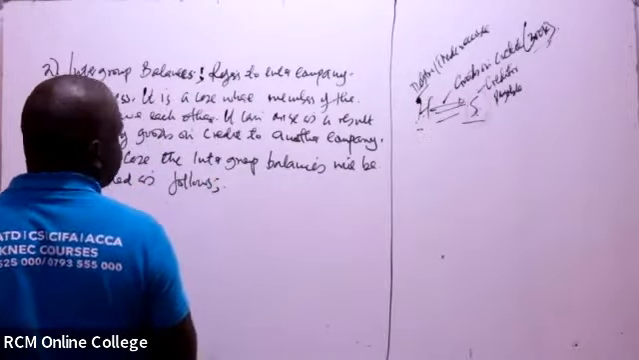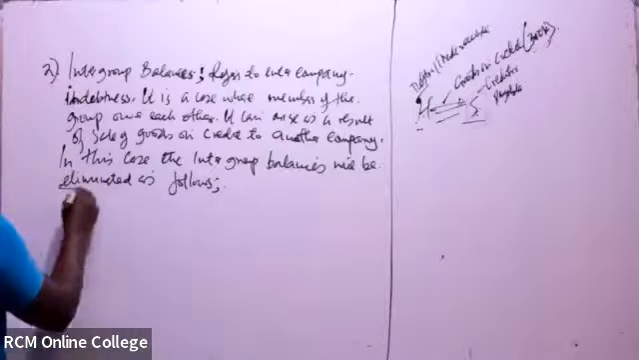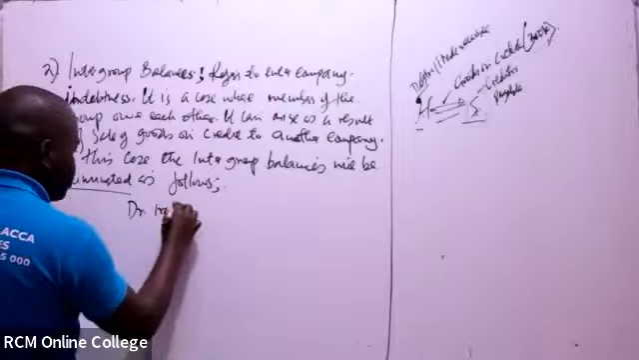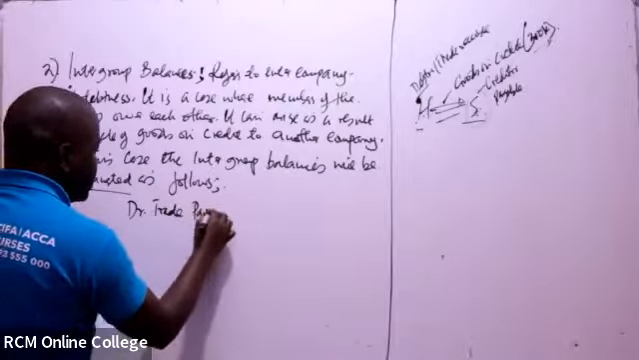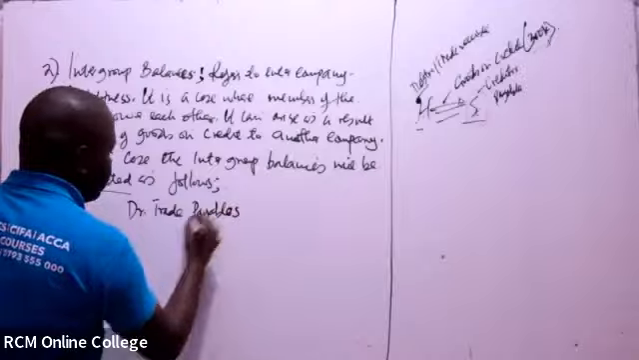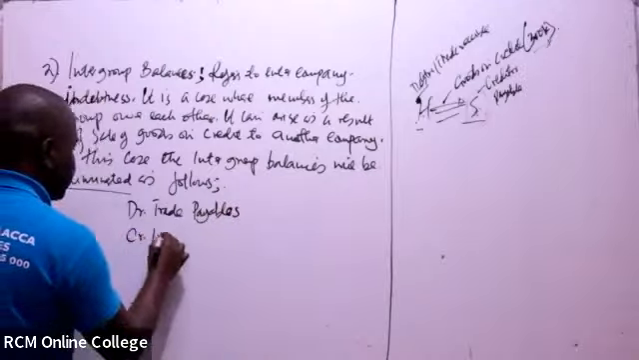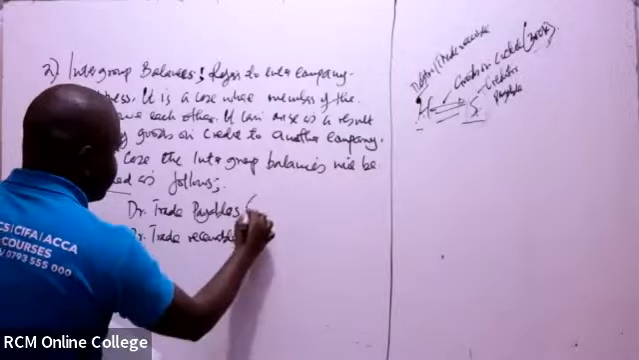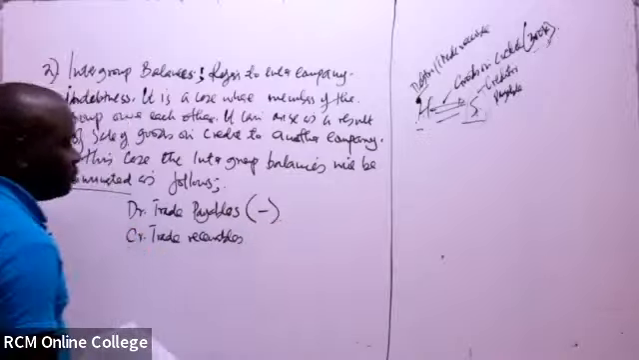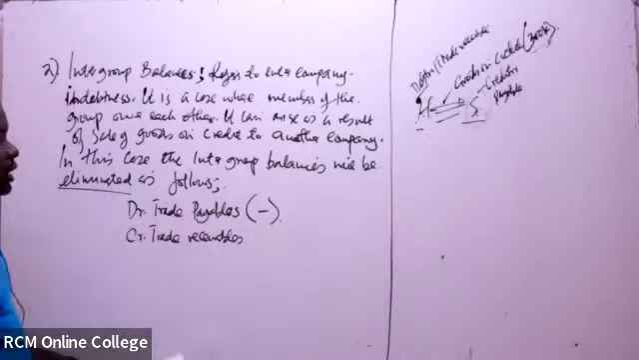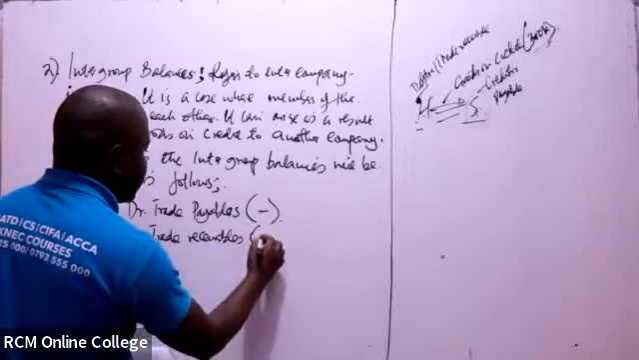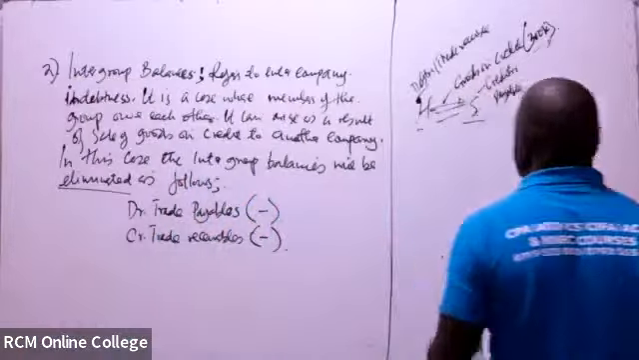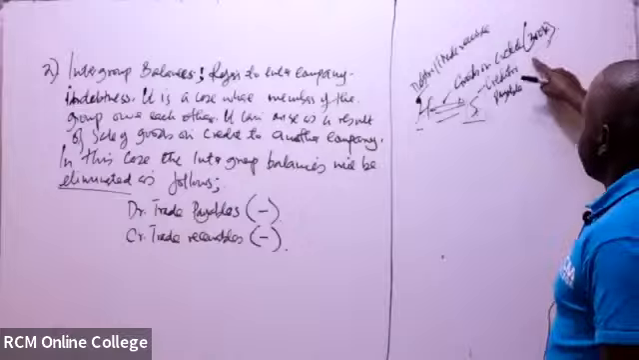So the intergroup balances will be eliminated. How do you do it? You debit the trade payables by these intergroup balances, and you credit the trade receivables. What this means is you simply deduct that amount from the trade payables, and also deduct that amount from the trade receivables. In this case, the amount involved is 300K.